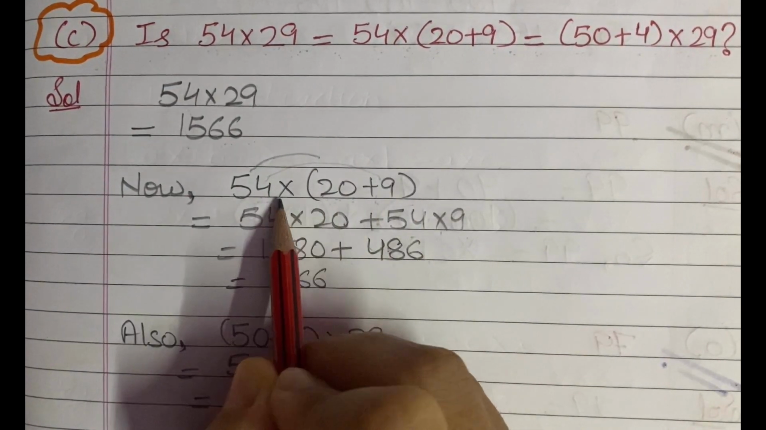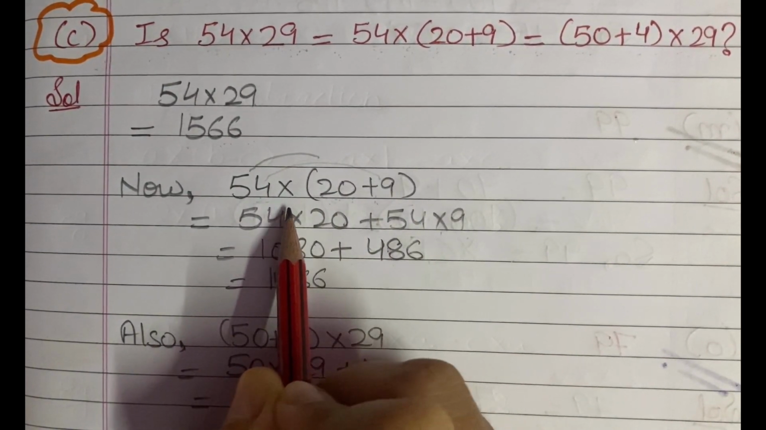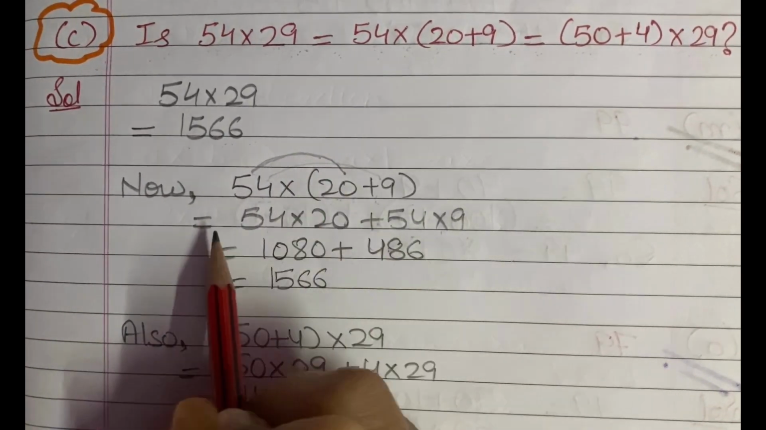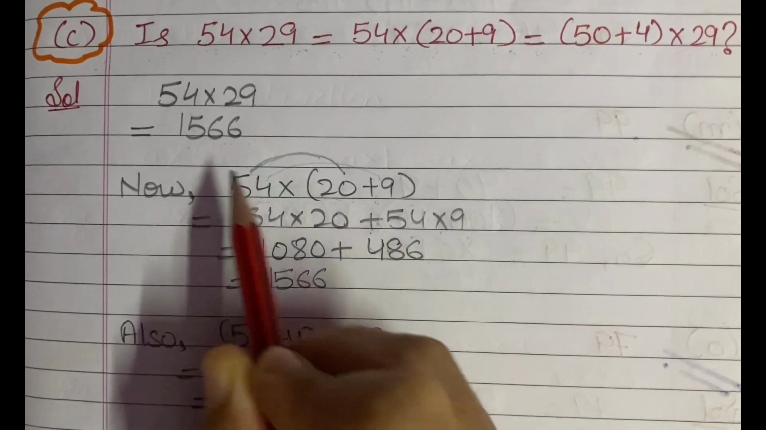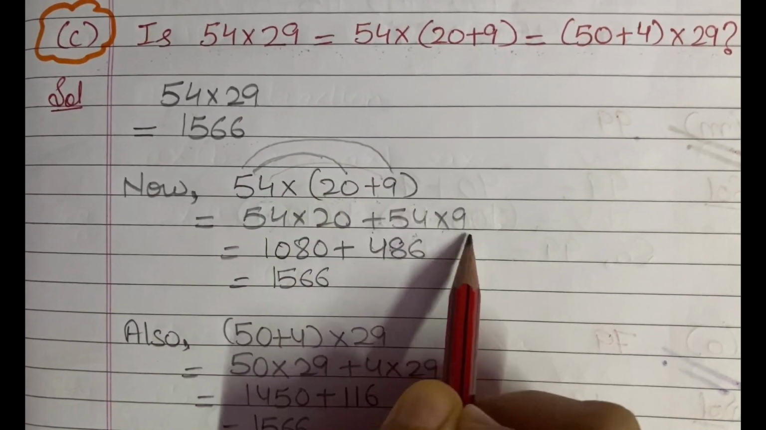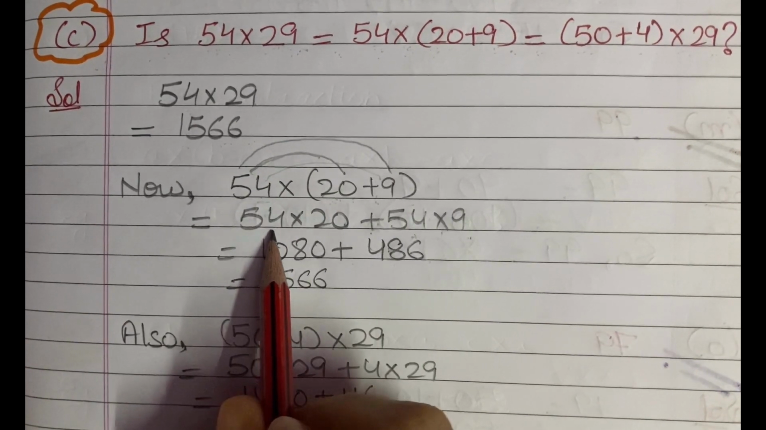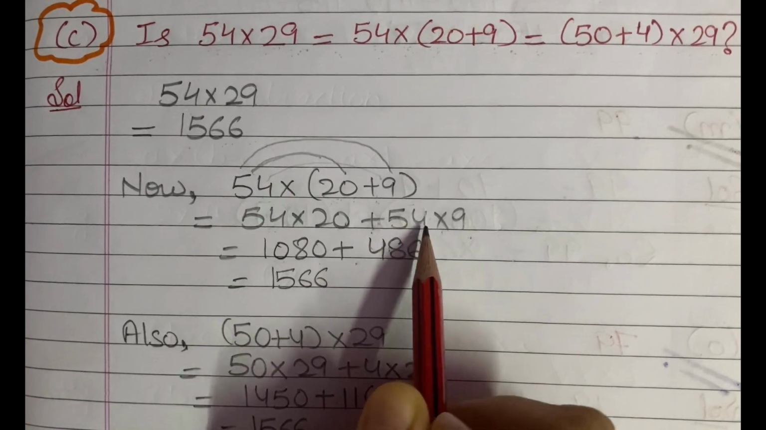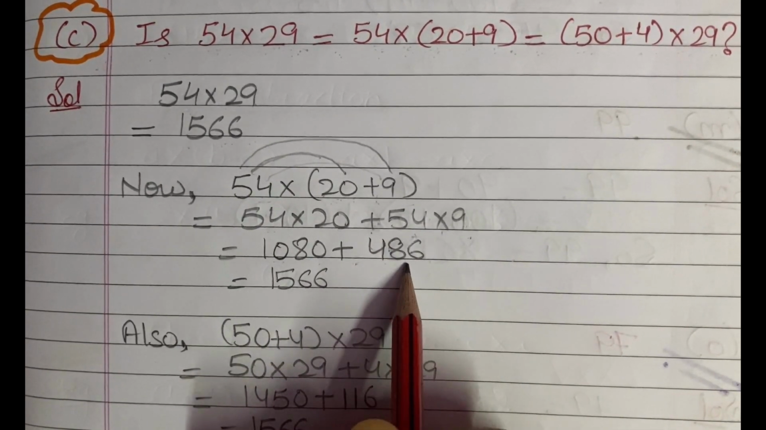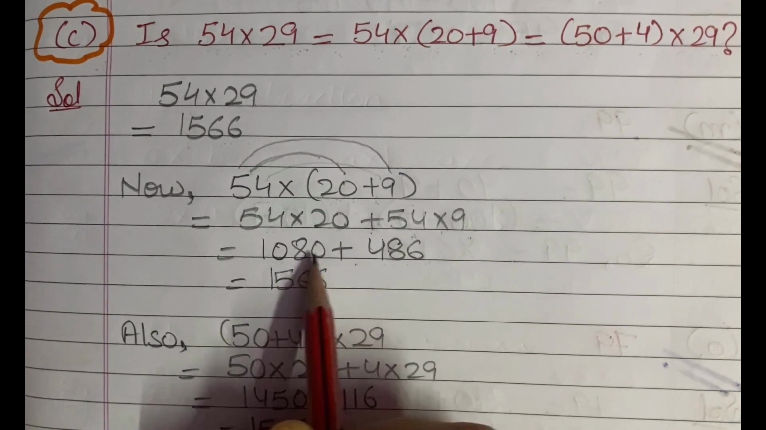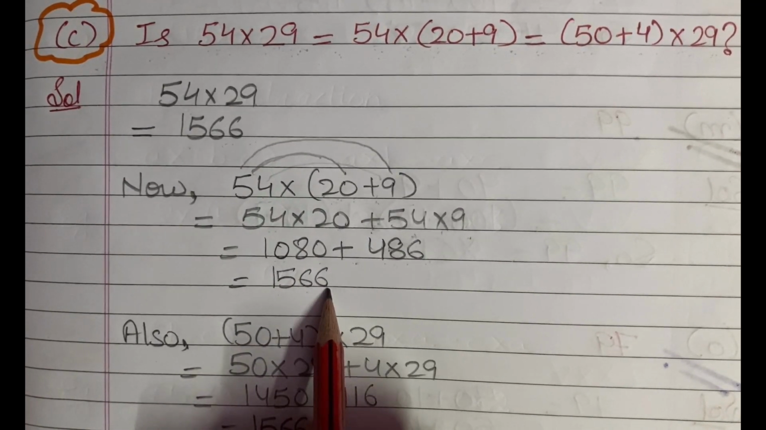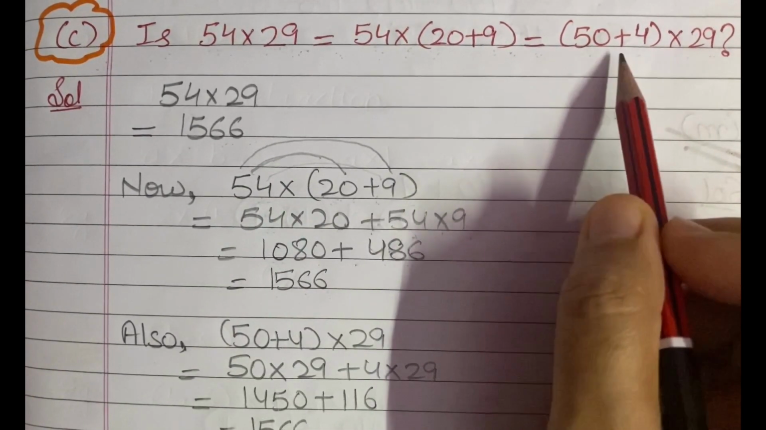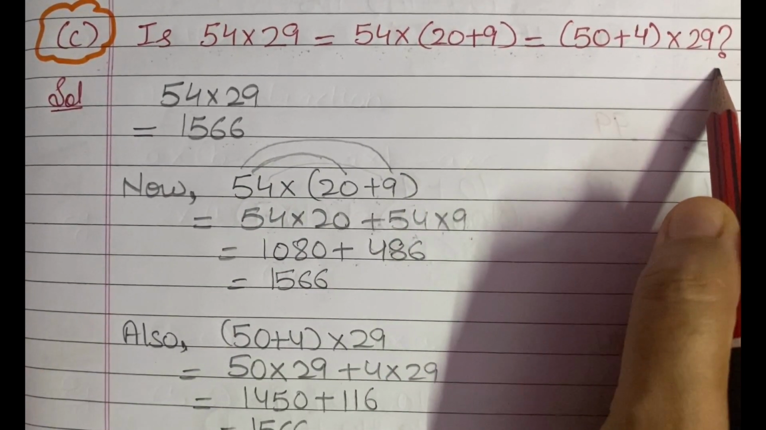Now next we will solve this 54 multiplied by (20 plus 9), and on this we will apply the distributive property of multiplication over addition. That means 54 will be multiplied by 20 firstly, and then the plus sign will come, then 54 will be multiplied by 9, and on multiplying 54 by 20 we will get 1080, then the plus sign, and 54 multiplied by 9 gives 486, and on adding them we will get 1566.